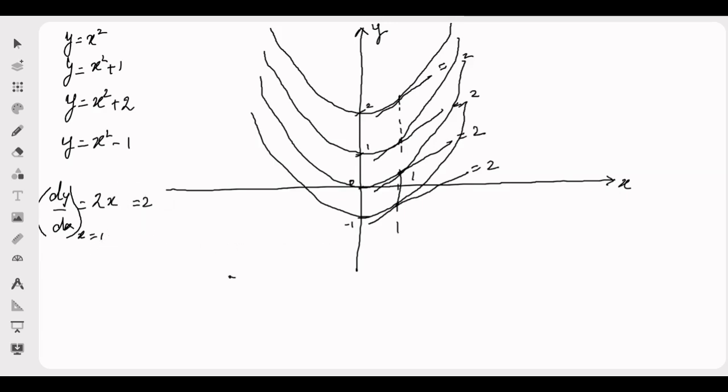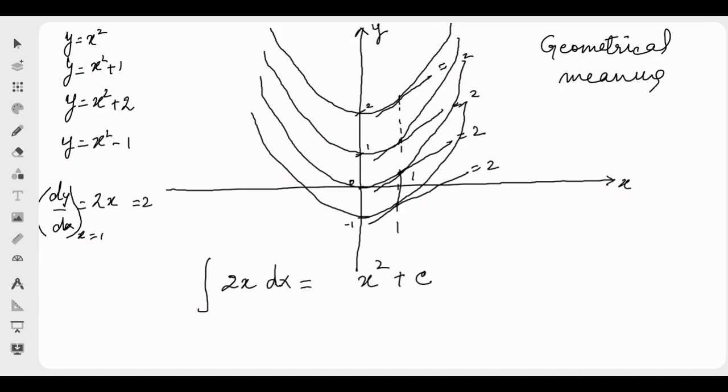So in general, if you are given 2x as the slope of the tangent to different curves, now by integrating this function 2x, we are finding the curve to which this slope of the tangent we have found, or you can say we are finding the curve whose derivative is given to us. So this was the geometrical meaning of integration.